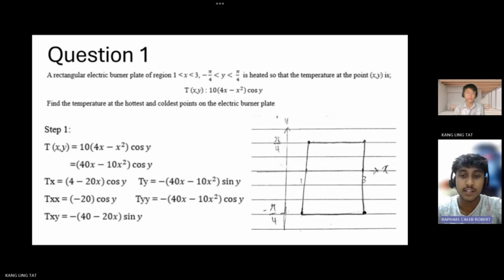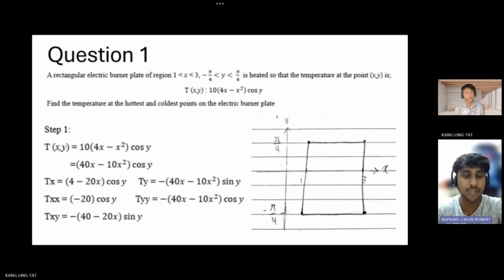First and foremost, we should draw out the graph to get a clearer understanding of the question. Next, we should execute step 1, which is to determine all the partial derivatives of the function given. First, we shall find the partial derivative with respect to x and y. Next, we should find the second derivative with respect to x and y.